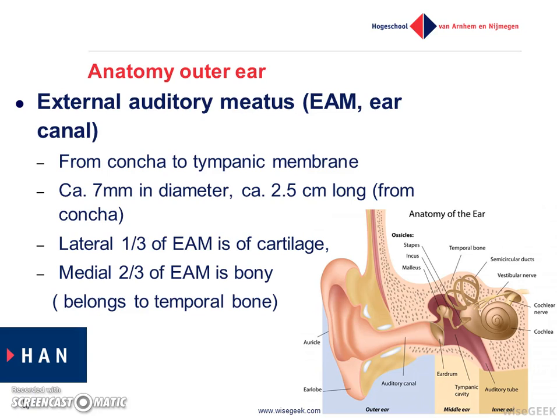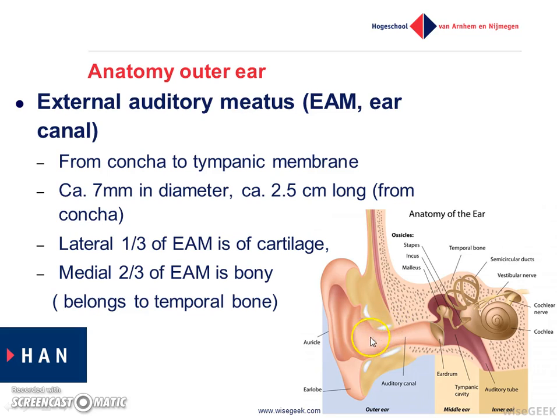The second structure of the outer ear is the external auditory meatus, briefly called EAM or called the ear canal. And it goes from the concha of the auricle to the tympanic membrane, which is situated here on the picture. The ear canal has a length of about 2.5 centimeters and a diameter of about 7 millimeters.